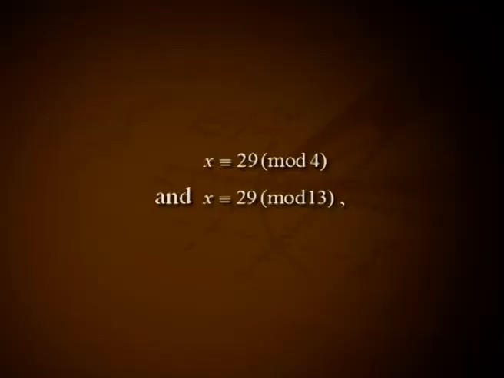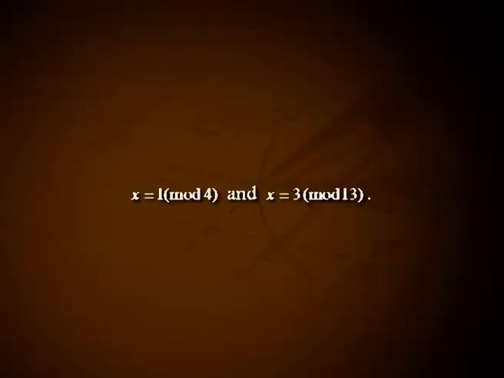Example 5. Show that there is no x for which both x ≡ 29 mod 52 and x ≡ 19 mod 72. Solution. Since 52 = 4 × 13, the first congruence is equivalent to the simultaneous congruences x ≡ 29 mod 4 and x ≡ 29 mod 13, which reduces to x ≡ 1 mod 4 and x ≡ 3 mod 13.